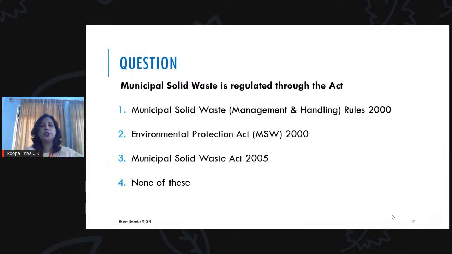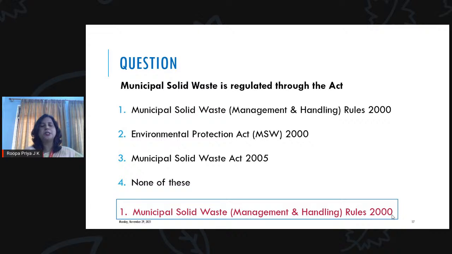Now, the question related to this topic would be: municipal solid waste is regulated through which Act, and in which year was it regulated? The options could be: Municipal Solid Waste Management and Handling Rules 2000, Environmental Protection Act 2000, Municipal Solid Waste Act 2005, or none of these. So we have the answer as the Municipal Solid Waste Management and Handling Rules 2000, and this is the answer for the question of when the Municipal Solid Waste Rule was regulated.